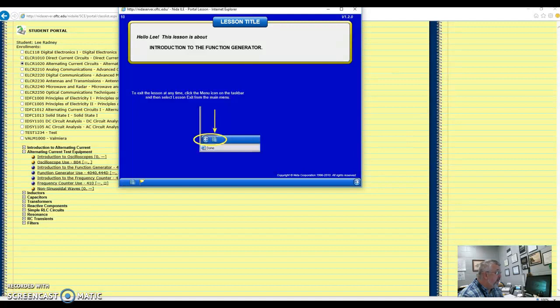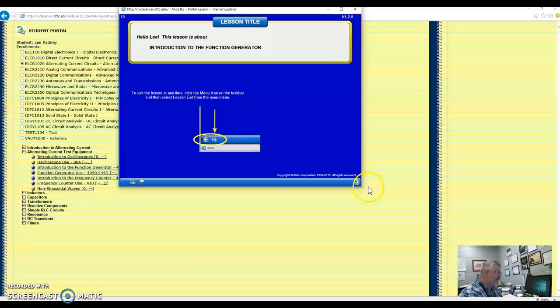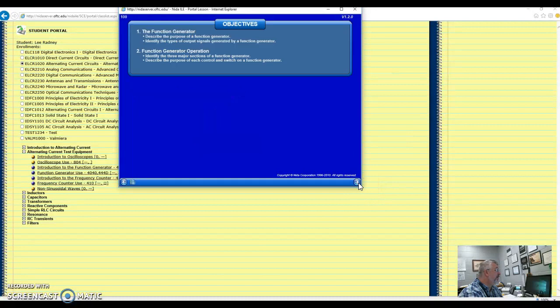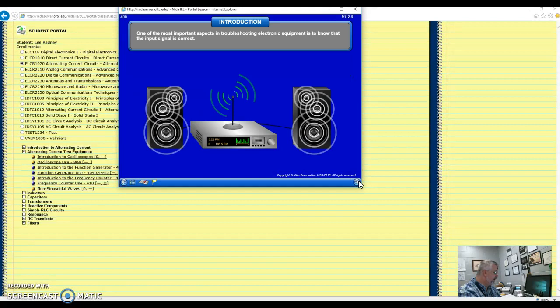So the function generator will allow us to do some things that we'll cover as we're going through. I'm going to describe the purpose and how to operate one of these. One of the most important aspects is making sure that we're putting in what we should in order to be sure we're getting out what we should. So the old phrase of garbage in, garbage out is true here. If we have a bad signal going in, we're definitely going to have a bad signal going out. But if we can control the signal that's going in, then we'll know whether or not that bad signal is being created by the circuitry or not.